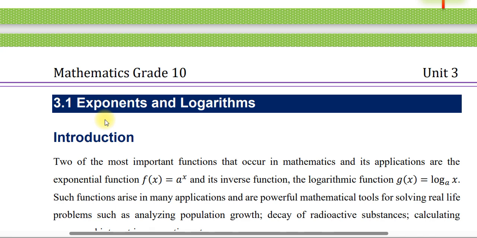So, as an introduction, two of the most important functions that occur in mathematics and its applications are the exponential function, which can be written in the form of f of x equals a to the power of x, and its inverse function, the logarithmic function, which can be written in the form of g of x equals log x in base a.